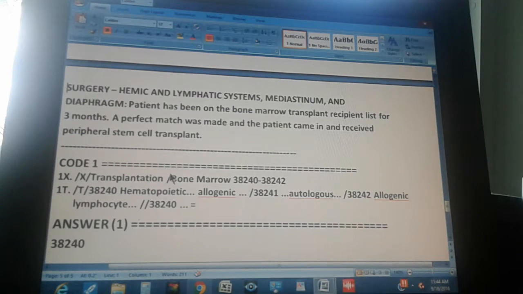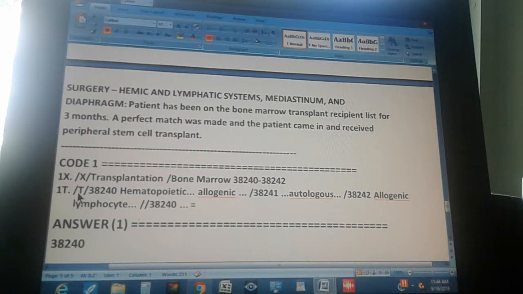So there's only one code, and the code through the index is found like this. First, you go to the index. Then you start with transplantation, and then bone marrow, and you're going to get 38240 through 38242. The hyphen means through, means everything in between. So we're going to check all these codes.